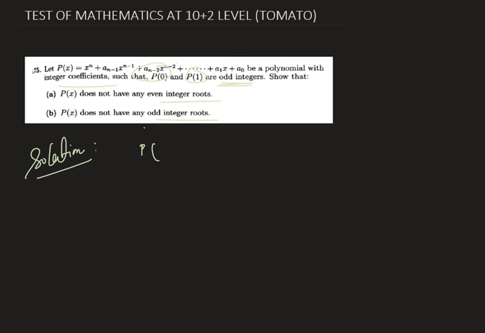Let P(0) equal a0, which is given to be odd, and P(1), which equals 1 plus a(n-1) plus a(n-2) plus dot dot dot plus a0, is also odd, given by the question.